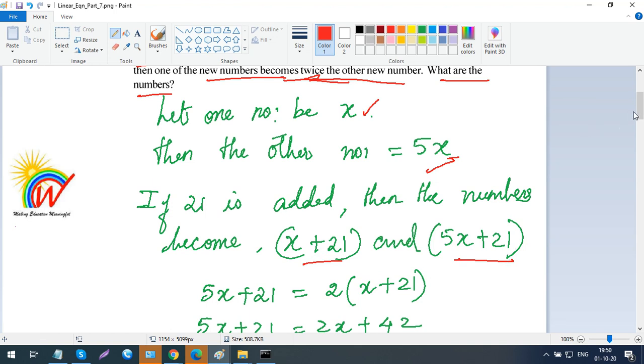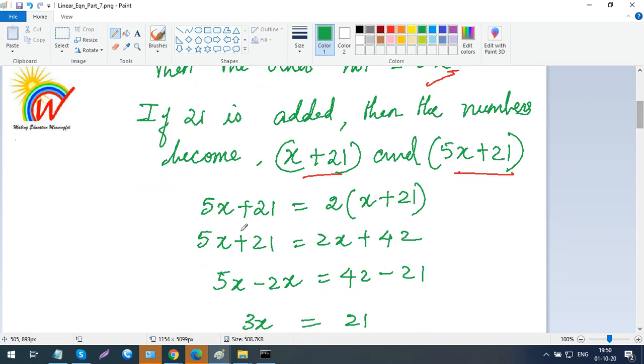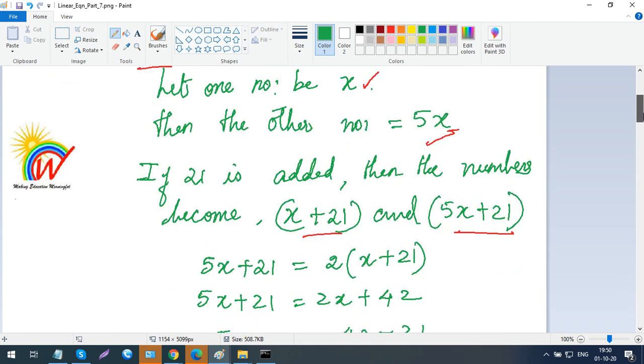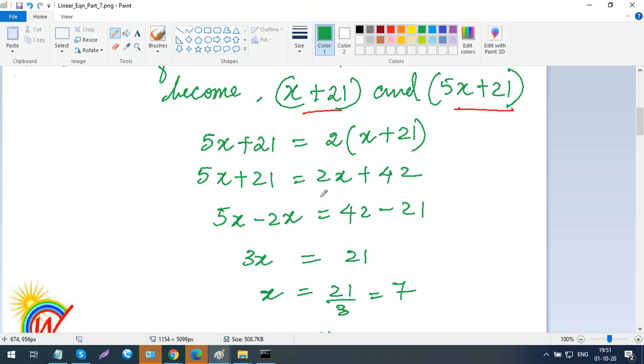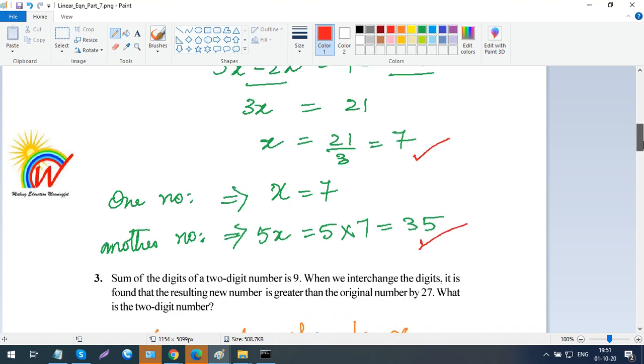But then what is happening to the numbers? The numbers are becoming twice the other new number. So 5x plus 21 is equal to 2 times x plus 21. All right, so 5x plus 21 is equal to 2x plus 42, and then you combine the like terms. You bring the 5x and 2x together, 42 minus 21, and you get 3x is equal to 21, or x is equal to 7. So one number is 7 and the other number is 35. 5 into 7, 35.